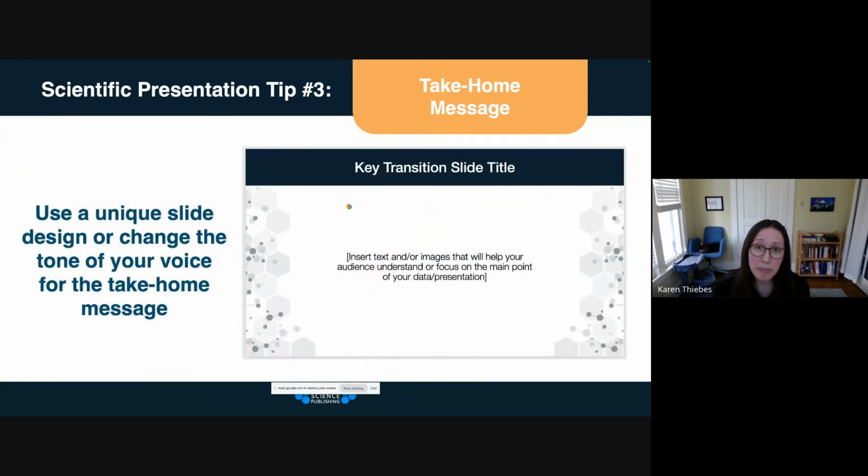And if you're doing a slide presentation, it can also help to use a unique slide design or change the tone of your voice for the take-home message. Again, there should be something in your talk that you're hoping people will walk away from and say, ah, that was why I sat down. Oh, that was what was explained to me, or that's why this research was important. Whatever that key take-home message is, try to identify that and then highlight it in this way to make sure your audience is paying attention and taking that with them when they leave.